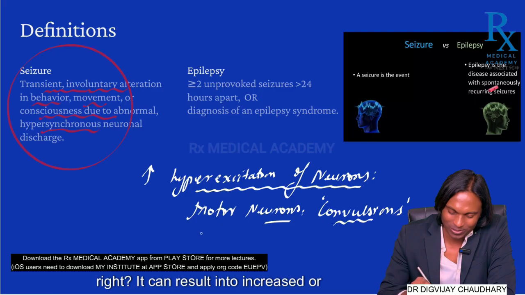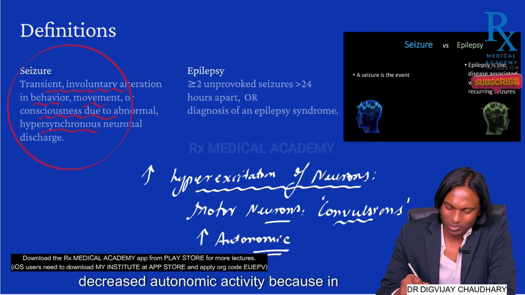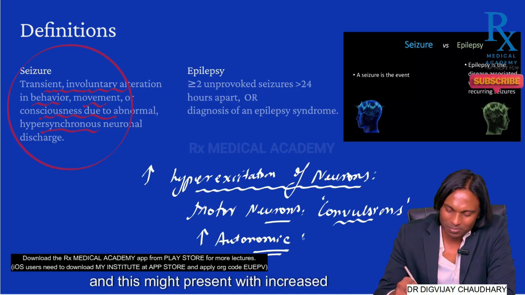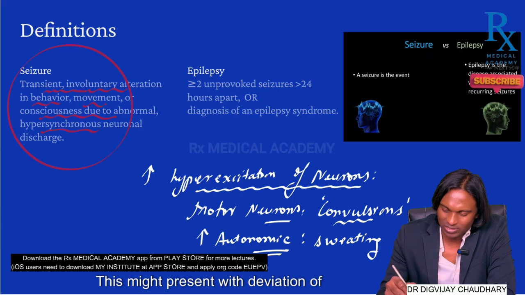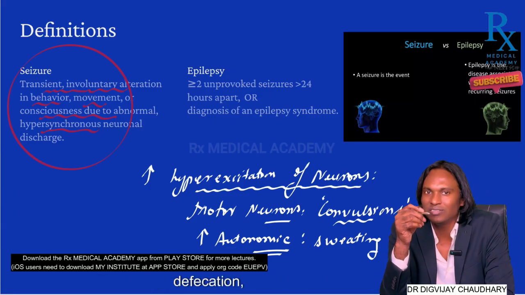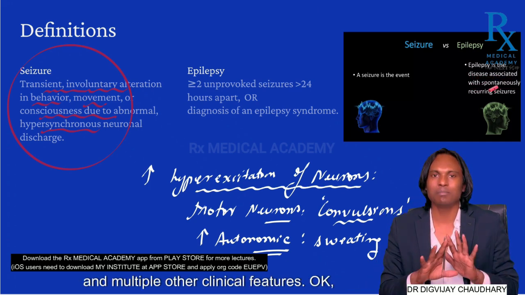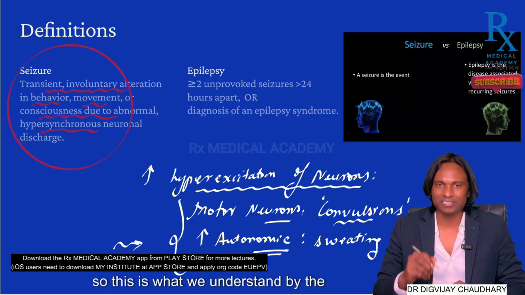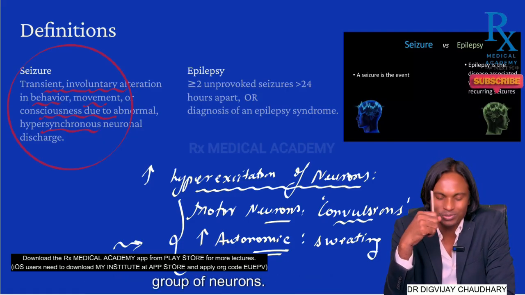It can result in increased or decreased autonomic activity because in some cases autonomic neurons can also be involved, and this might present with increased sweating, deviation of the eyeball, spontaneous defecation, spontaneous urination, excessive sweating, and multiple other clinical features. So this is what we understand by the word seizure, that is hyperexcitation of a group of neurons.